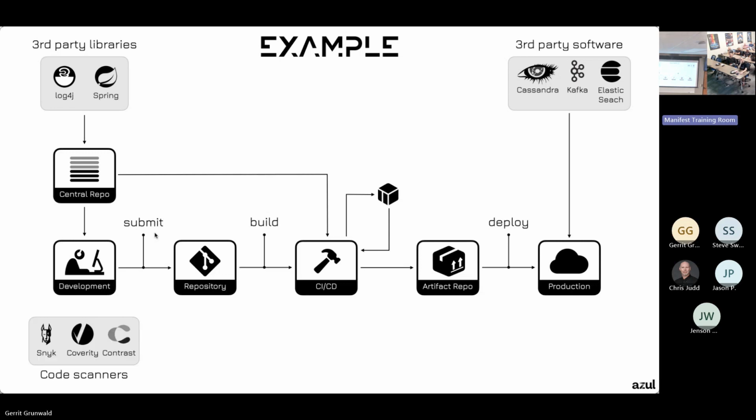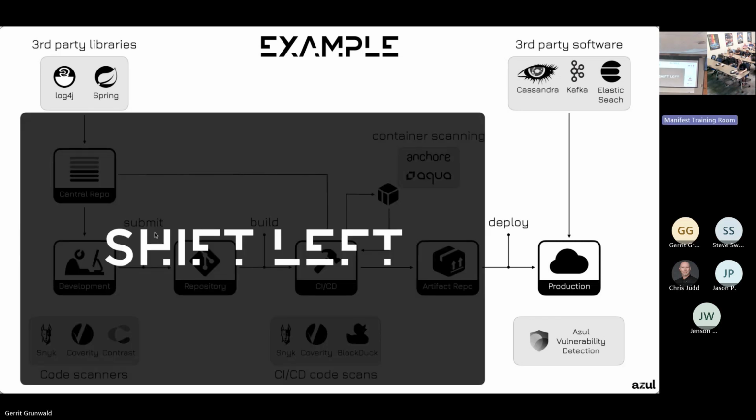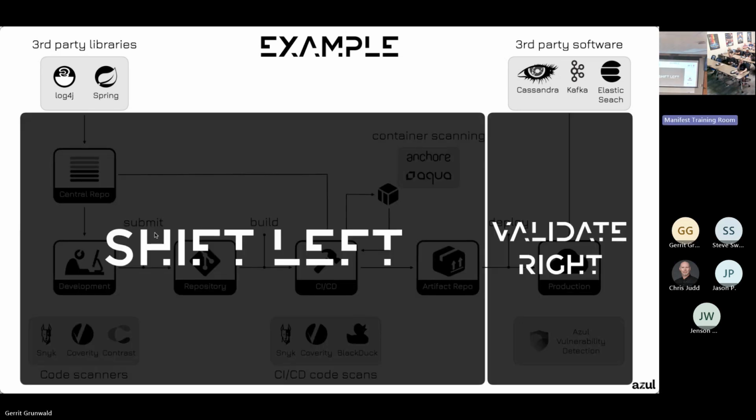So that means in development, you can use all these code scanners like Contrast or Coverity, or for example, Snyk. And this also works for CI/CD. And for containers, there's Anchore. You also have tools that just scan containers, and then in production you could use Azul to do that. That's how it could look to secure a supply chain. But you really should make sure that you at least have these security scanners in development and CI/CD. Right? That means shift left, and validate right.